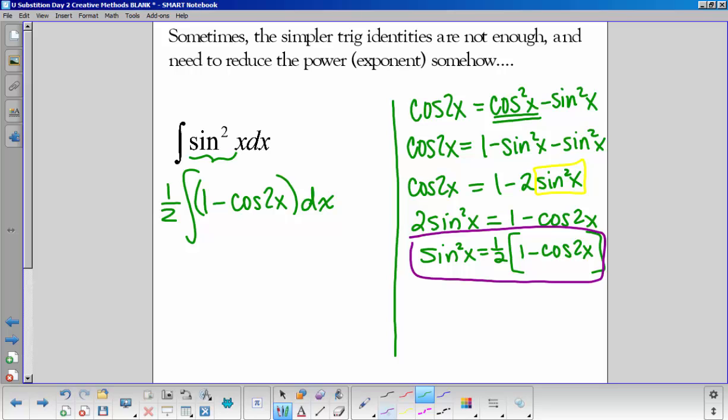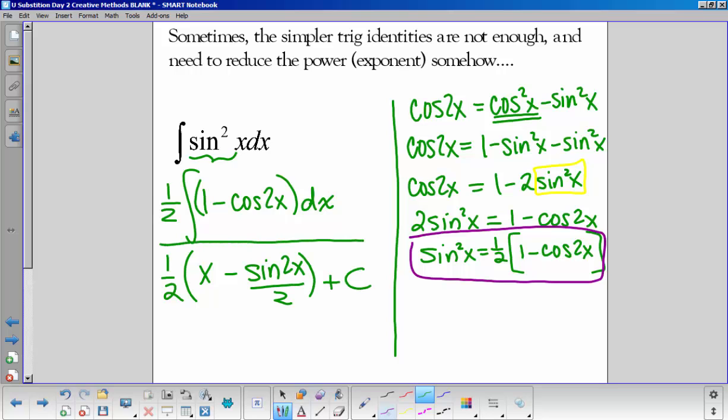The only way to integrate sine squared x is to use the power reducing identity. Okay, so let's do this. This is going to be 1/2 times the antiderivative of 1, which is x, minus the antiderivative of cosine 2x, sine 2x over 2. Plus c. There it is.